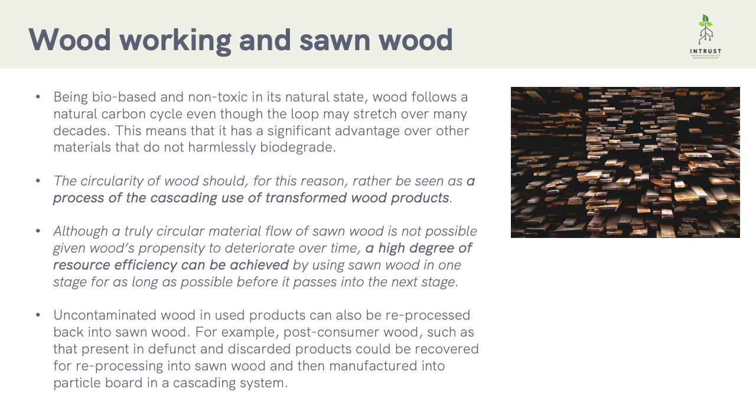So when thinking circular about wood, we should look at it from a cascading process, meaning that the material can be used multiple times for multiple purposes. Even if we know that sawn wood cannot be indefinitely reused as it deteriorates over time, we can still stress that a very high degree of resource efficiency can be achieved by trying to keep the material in use for as long as possible before it reaches the next stage. And contaminated wood in used products can also be reprocessed back into sawn wood. For example, post-consumer wood could be recovered for reprocessing into sawn wood and then remanufactured into particle board.